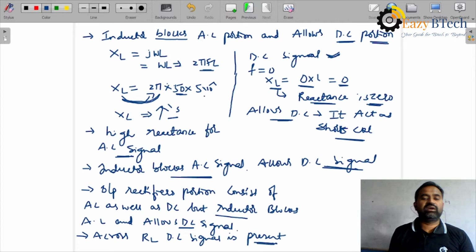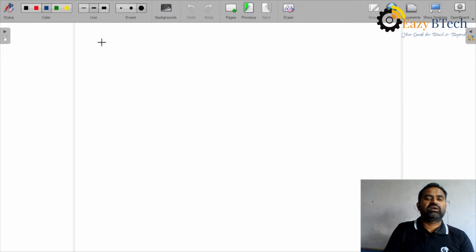Okay, in this way, using an inductor filter or a series filter, we will block the AC portion and we will allow the DC portion to reach the load. It is one of the ways of filtering. For AC portion blocking purpose we use this inductor filter, and we will call it a series filter or inductor filter.